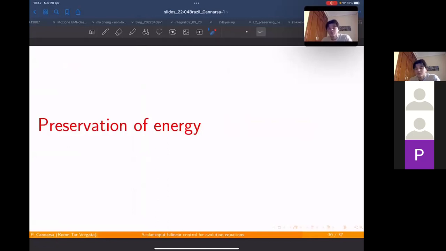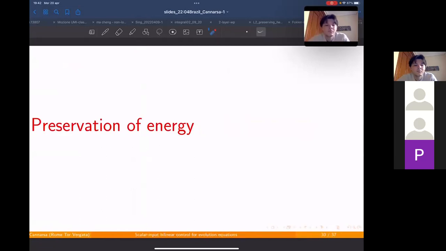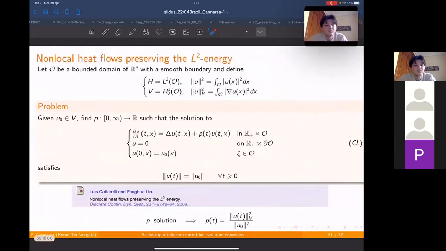In fact, I don't have much time, but I'll try to explain it quickly. Here we have, for example, a linear heat equation, which again we try to control with a scalar input, P. But our control is intended, in this case, to keep the energy level of the solution constant, to preserve the L2 norm of the solution, to keep it the same as the initial condition.